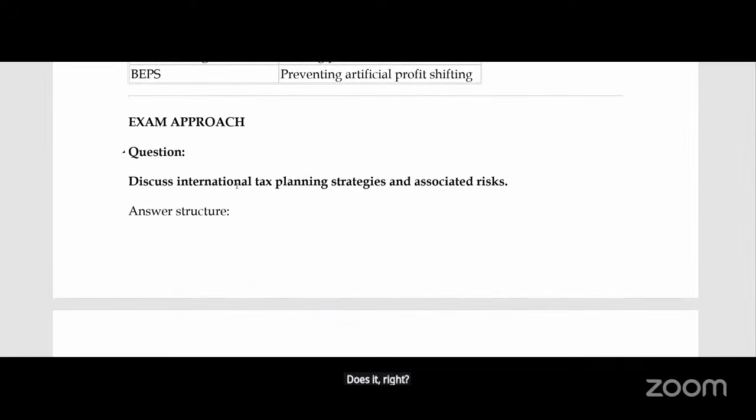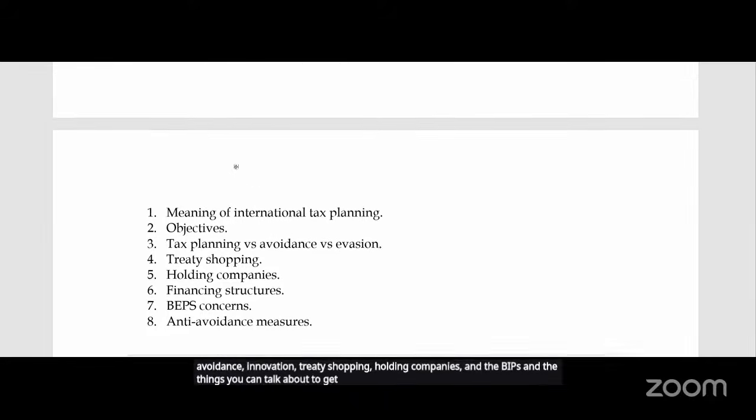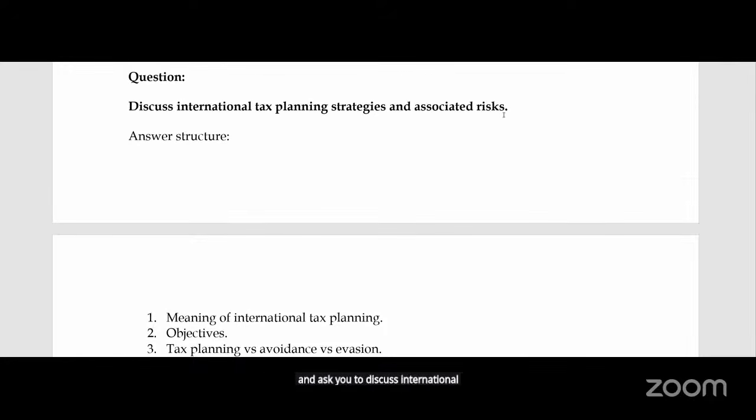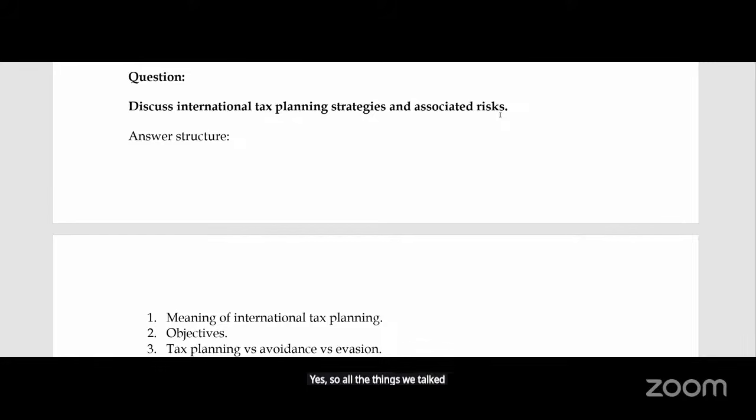Now, mostly when they tell you to discuss international tax planning strategies, I get it. You must always talk about international tax planning, the objectives, tax avoidance and evasion, treaty shopping, holding companies, and the BEPS, and the things you can talk about to get the marks, right? So a question can just come and ask you to discuss international tax planning strategies and associated risks for 20 marks, just like that. So all the things we talked about, you put all together, whatever you remember.